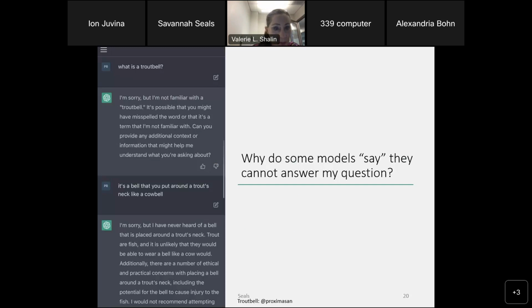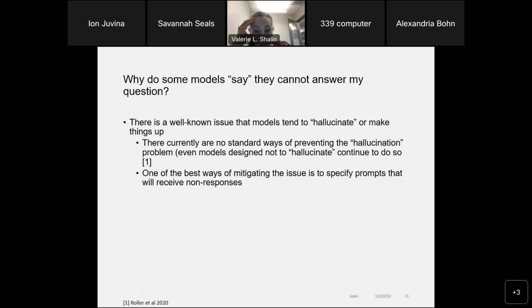All right, so why do some models say that they cannot answer my question? You may have seen examples like this. Somebody asked ChatGPT, what is a trout bell? And the response says, I'm not familiar with trout bell. And so the main reason you see this is because there's a well-known issue that models tend to hallucinate or make things up.